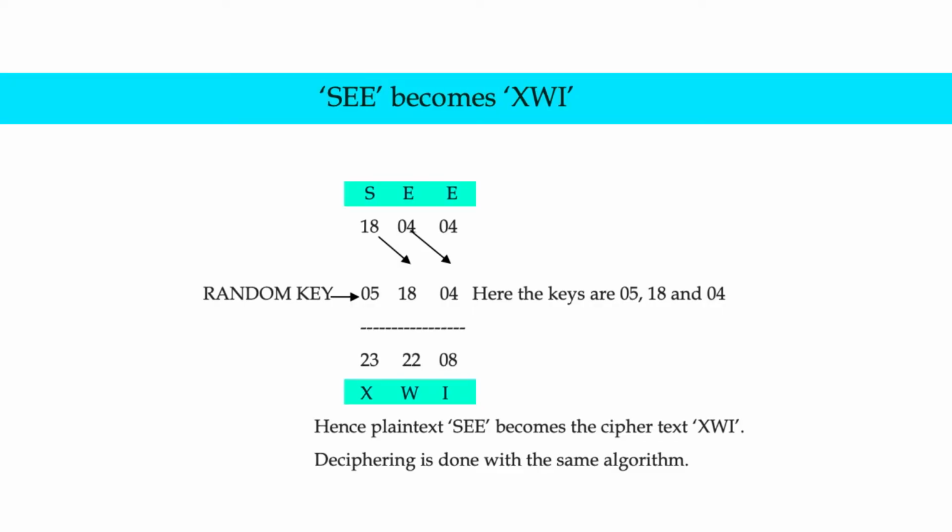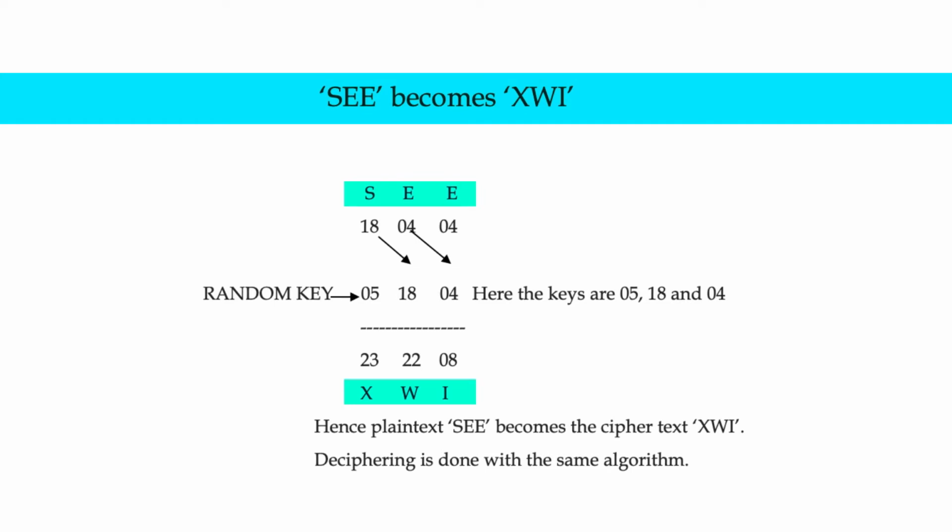First key K1 equal to 5, a random selection. Then the key for the second letter is determined from the alphabetical order or position of the first letter of the message, and the key for the third letter is the value of the second letter, and so on. Therefore, the message SEE becomes XWI as shown below.